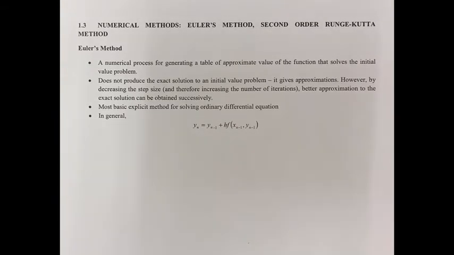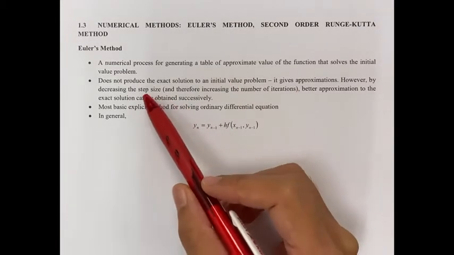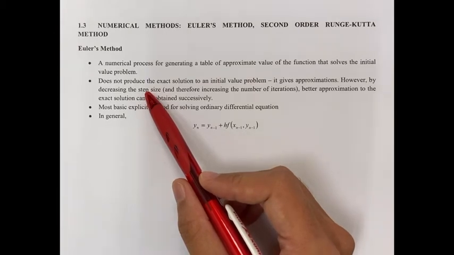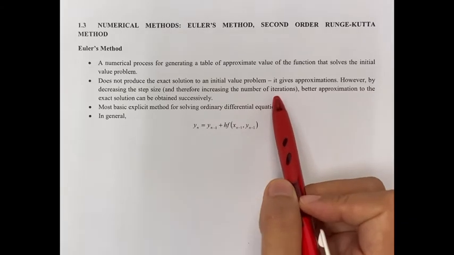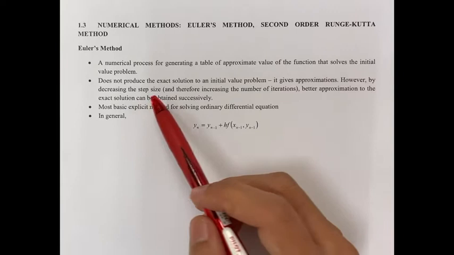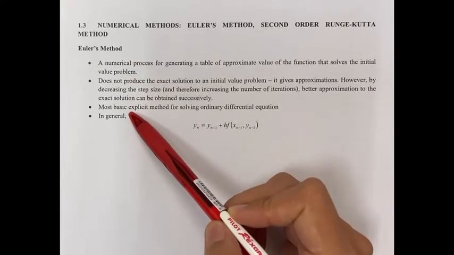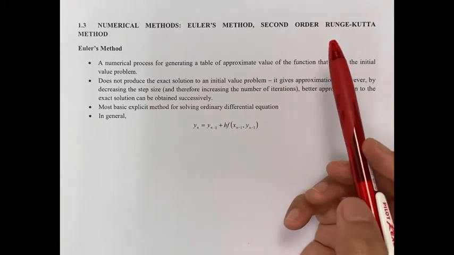For numerical methods, we will just solve the initial value problem. However, by decreasing the step size and therefore increasing the number of iterations, so when we reduce the step size, we will indirectly increase the number of iterations, it will give a better approximation to the exact solution. Euler method is the most basic explicit method for solving ordinary differential equations.